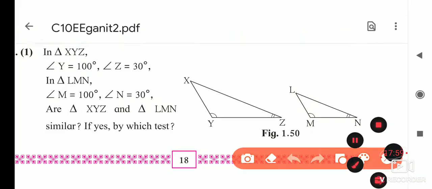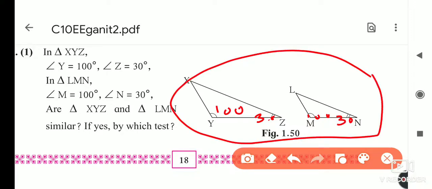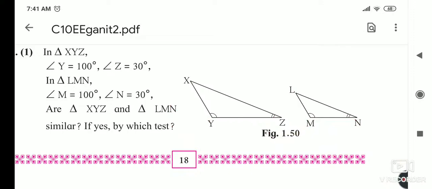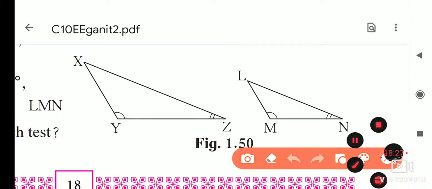Here it is very easy. If you see in the figure, angle Y is given as 100 degrees and angle Z is given as 30 degrees, and here angle M is 100 degrees and angle N is 30 degrees. They are asking: are these two triangles similar to each other? Yes, they are, and by which test of similarity did we just study this?